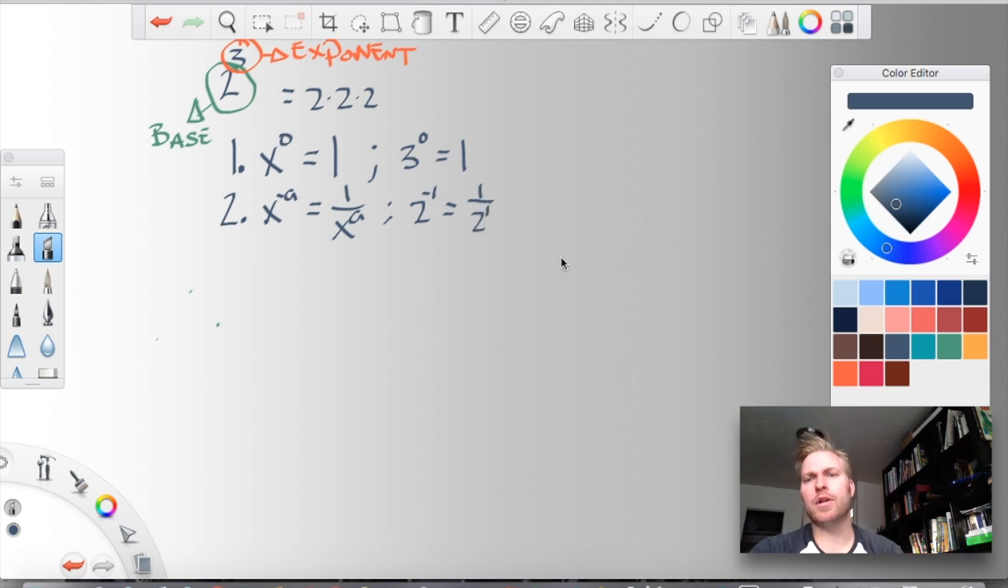And 2 to the 1 power is what? Any number to the 1 power is just that number. So this is really just 1/2.